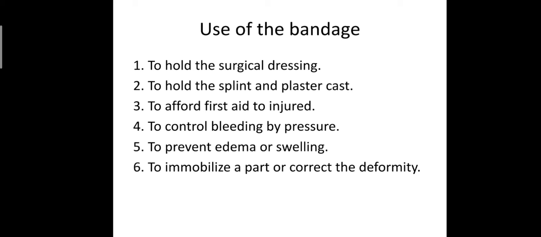Use of bandage. We use bandages in different conditions, like to hold the surgical dressing, to hold the splint and plaster cast, to afford first aid to the injured, to control bleeding by pressure, to prevent edema or swelling, to immobilize a part or correct the deformity. In these conditions, we use bandage for preventing these problems.